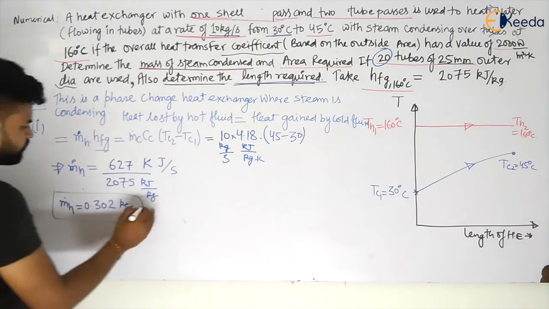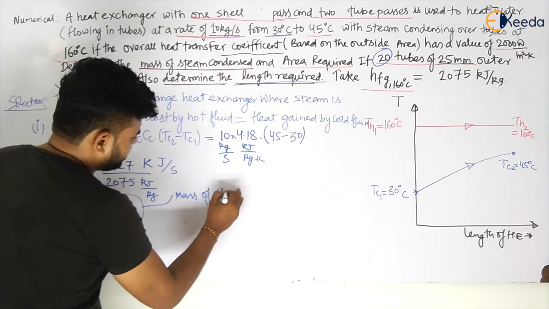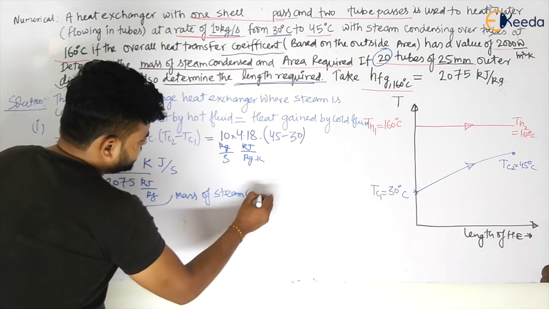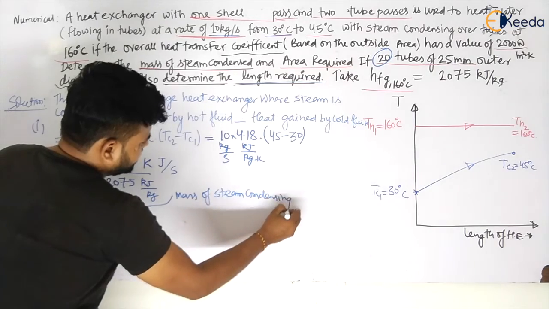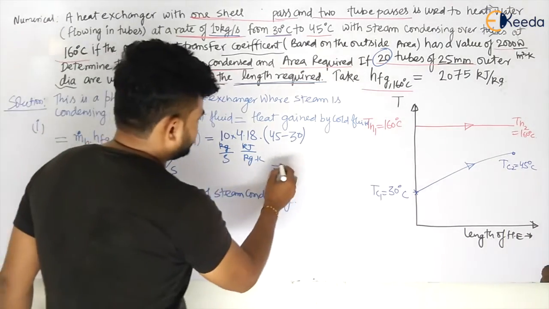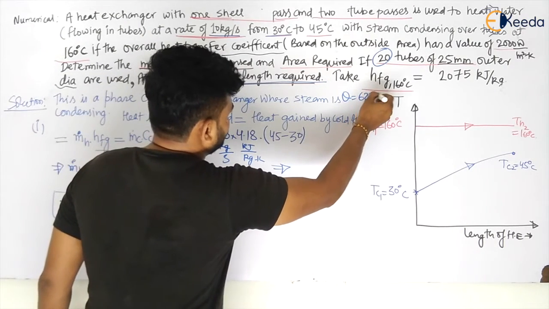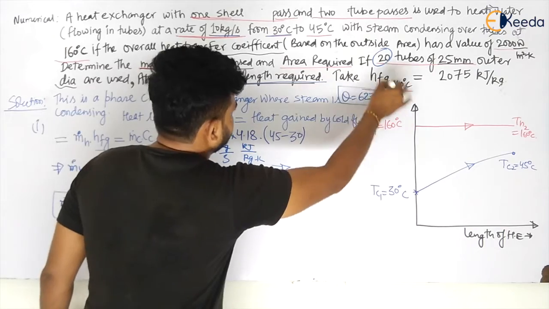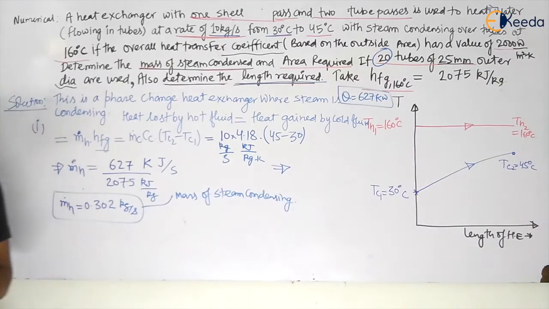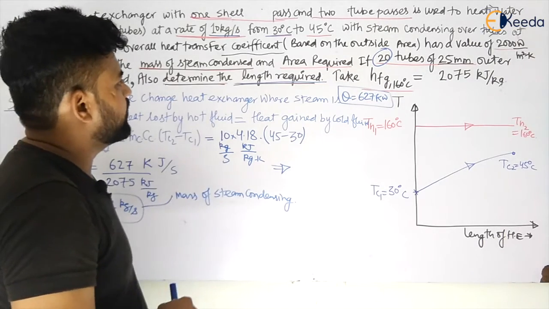So this is nothing but your mass of steam condensing, my dear students. Now the heat transfer is given by, or we can also take for further use, that Q is coming to be 627 kilowatt. So now let us move on to the second question, which is asking about the area.